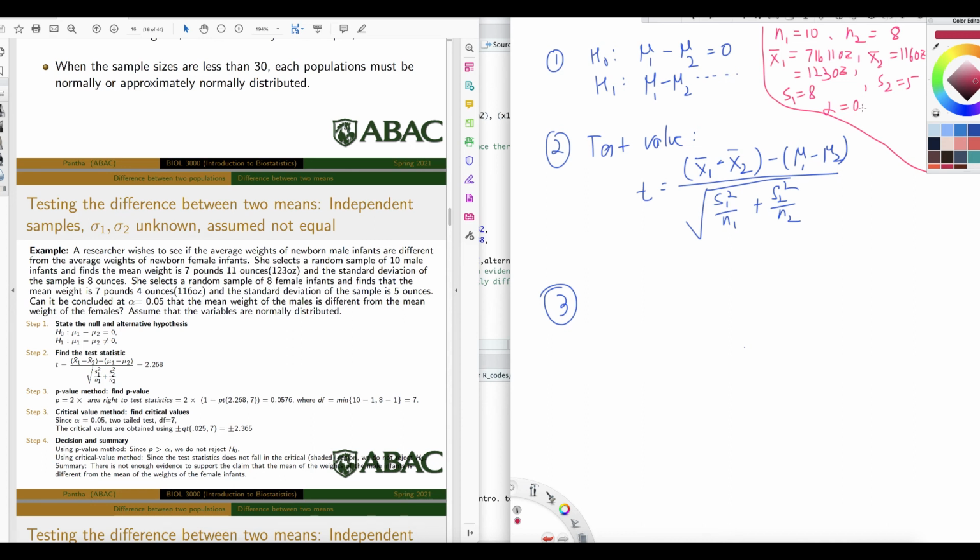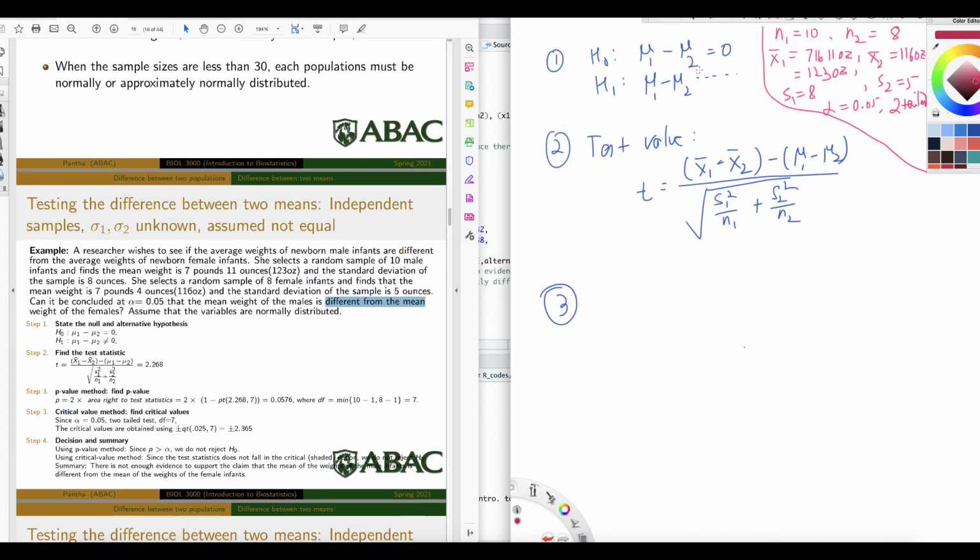Alpha is 0.05. Okay, is this left tail, right tail, or two tail? See, it says that if the average weights of the newborn male infants are different from the average weight of the newborn female infants, it looks like it is two tail. So okay, let's read the last sentence. Can it be concluded at alpha equals 0.05 that the mean weight of the male is different from... again, it is different from, meaning it is two-tailed. Okay, so two-tailed.